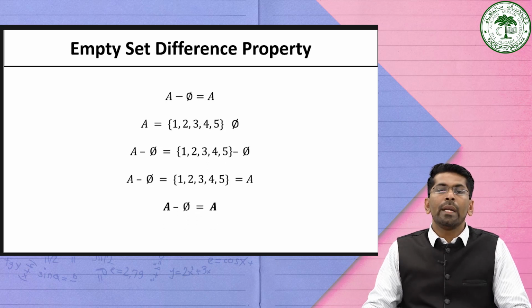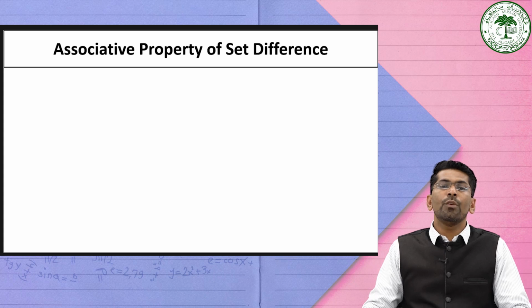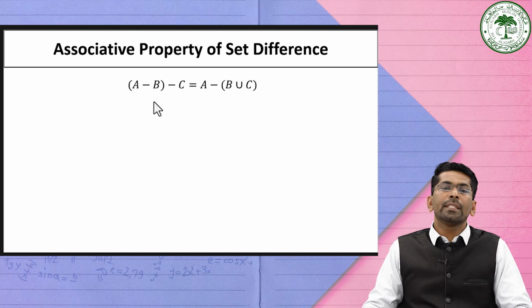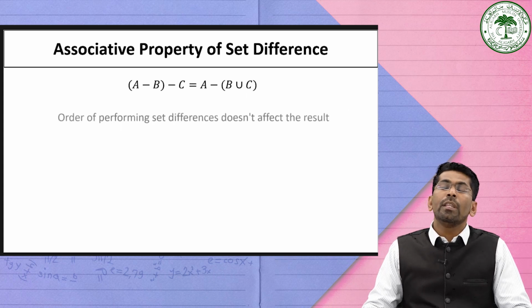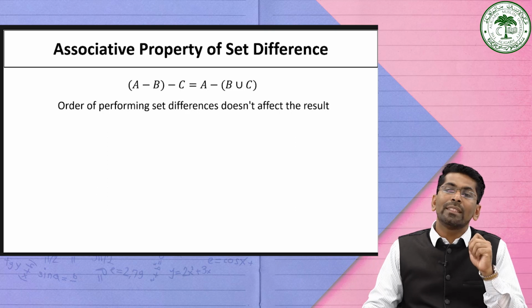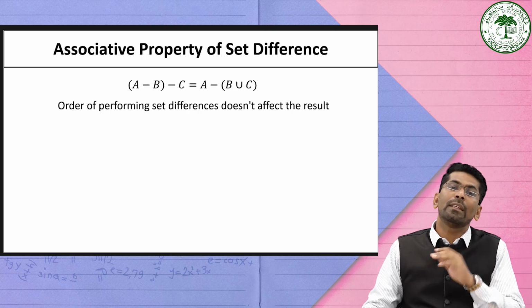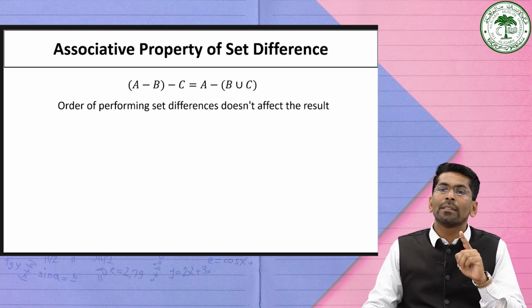And the last one is the associative property of set difference, that is (A minus B) minus C is equal to A minus (B union C). This property indicates that the order of performing set differences does not affect the result, as long as you subtract the same sets. That means the grouping of sets within the parentheses does not change the outcome.